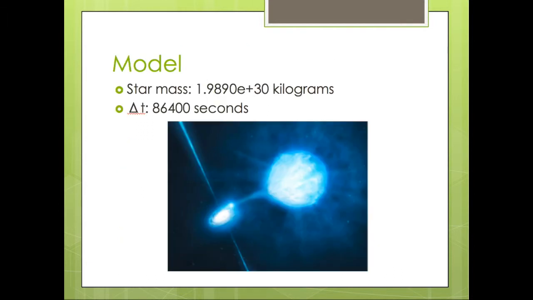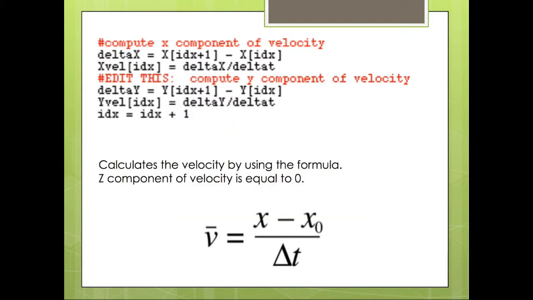This code follows exactly the same process based on Newton's second law, using a given mass of 1.98 e30 kilograms and a delta t of 86,400 seconds. First, by using the velocity formula, it computes the x and y components of the velocity, by using the different x and y values of position from the CSV file and dividing them by the changing time. The z component of the velocity is equal to 0.